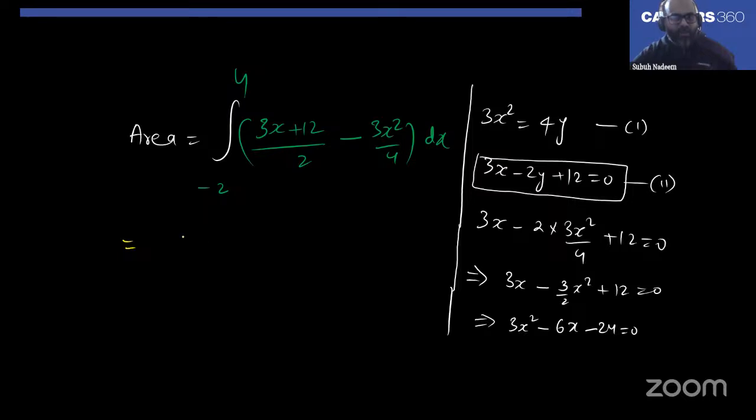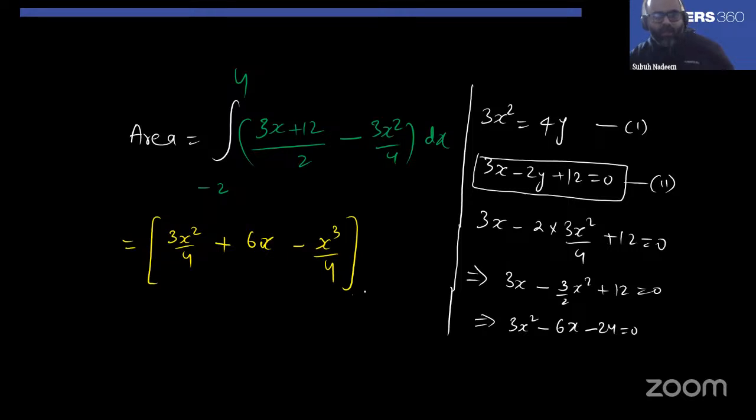So 3x by 2 will give you 3x² by 4, because x dx will be x² by 2. And this is 12 by 2, 6x, minus, this will become -3 x cube by 3 into 4. So 3 will cancel, x cube by 4 will be there. And the interval is -2 to 4.